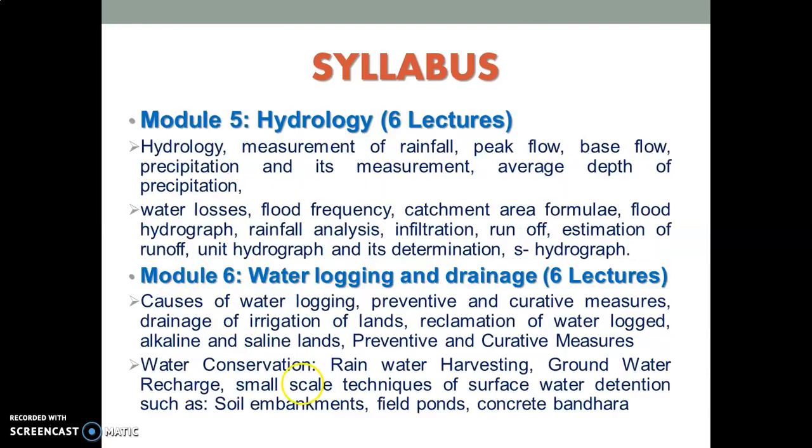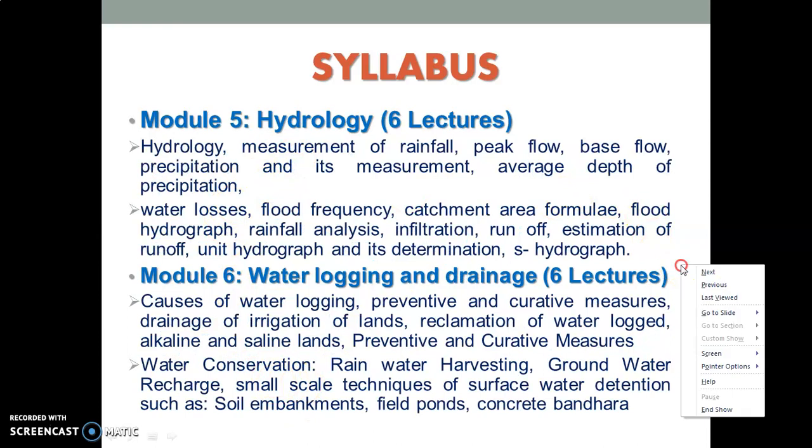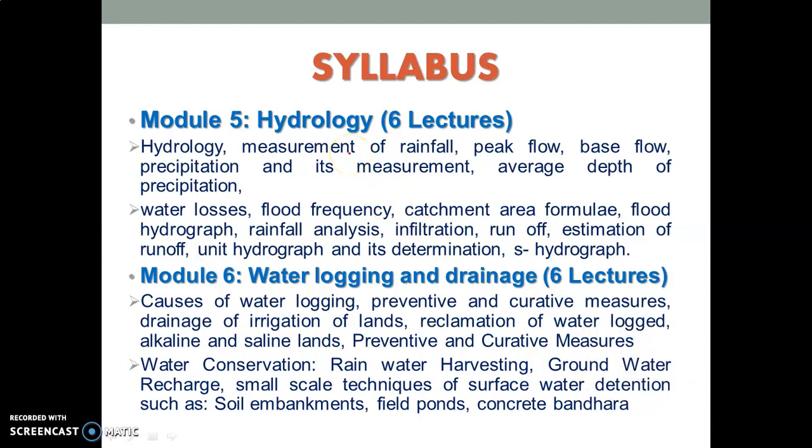So in module 4 we are going to study the lift irrigation scheme. Now the fifth unit is the hydrology unit. We will have studied just the basics of hydrology in the first unit, so in detail we will study it in the fifth module. We will study rainfall, peak flow, base flow, precipitation and its measurement, and the average depth of rainfall. We will study the water losses after a rainfall has occurred.